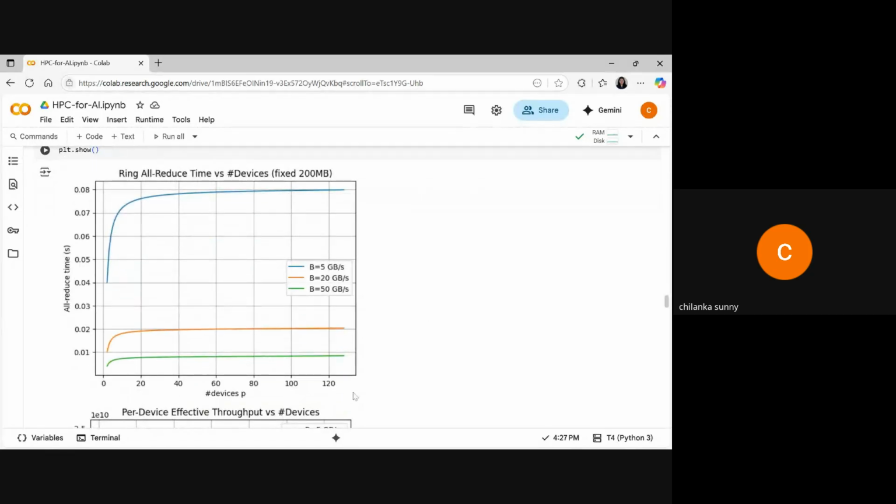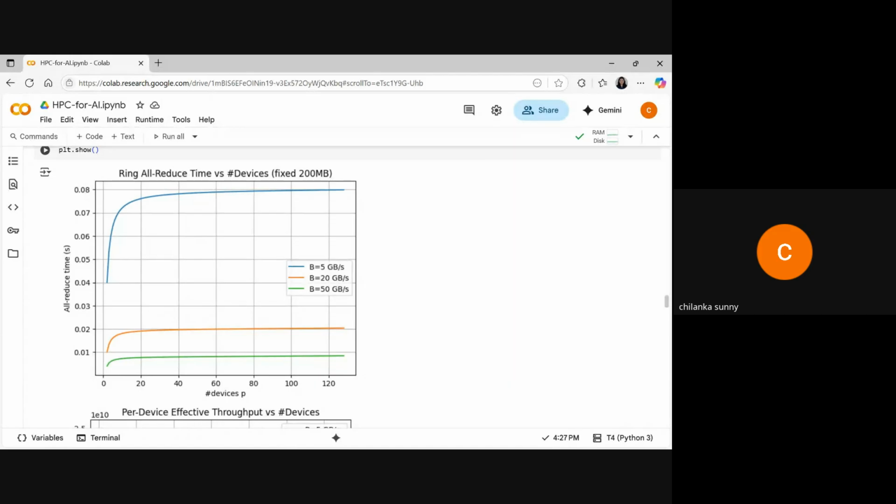for multiple devices, by adding more devices across different bandwidths. Let's first take the blue line, which corresponds to a bandwidth of 5 Gbps. Here, as we increase the number of devices, the runtime is shown to be increasing, and then it reaches a saturation point. So this all-reduce time is actually dominated by the communication overhead time.